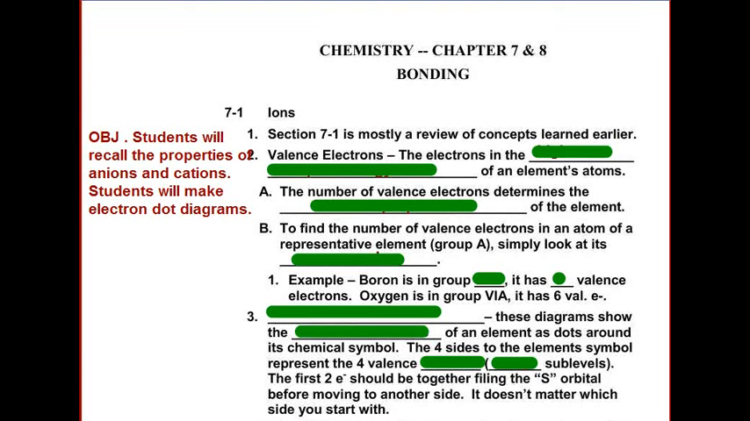Okay, guys, here's our next lecture. We're going to talk about chapters 7 and 8, which have to do with ionic bonding, metallic bonding, and covalent bonding. And so we're going to start with the simple ones, and the simple ones are ions.